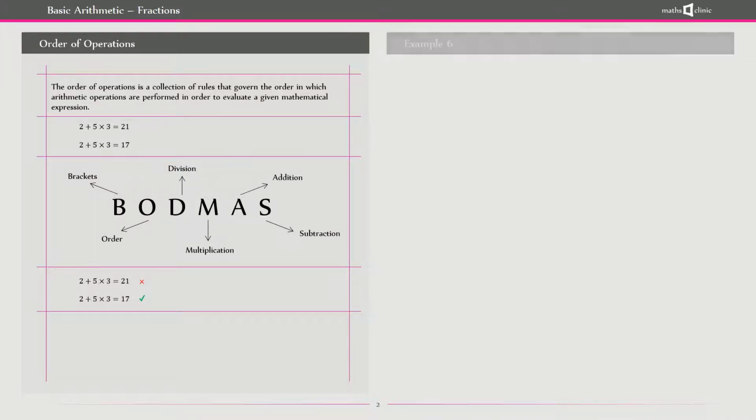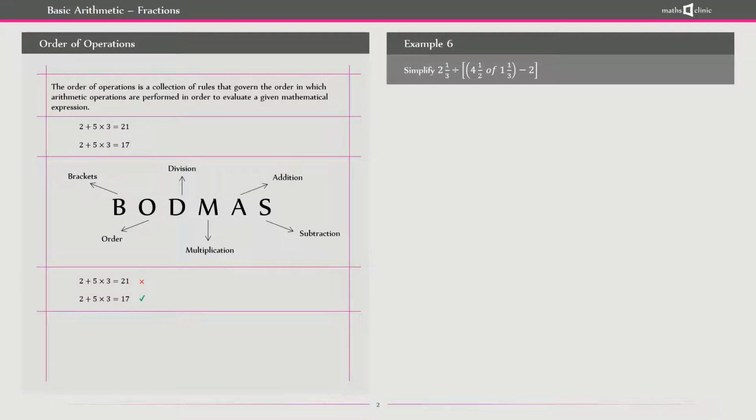Now let's solve an example on the order of operations, and we've been told to simplify this. It looks kind of weird, but it's actually very simple. So we have 2 over 3 divided by, and we have these in brackets, 4 1 over 2 of 1 1 over 3 and minus 2. Now I tell you something: when you see "of" in fractions, it simply means multiplication.